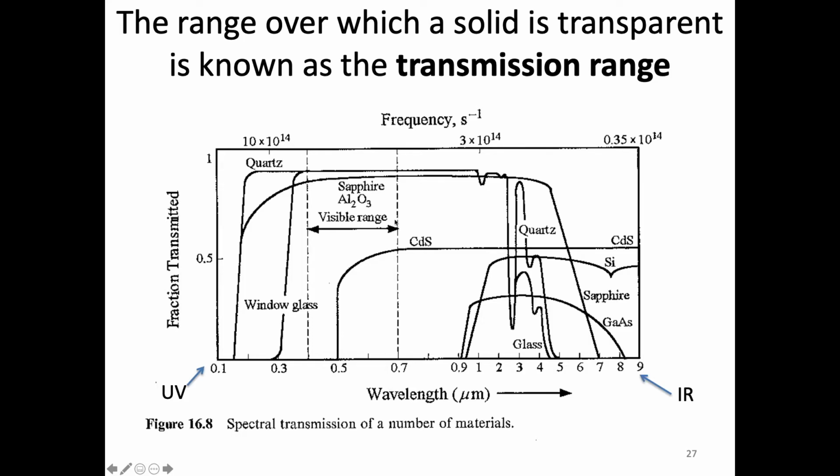And so here, the dashed lines on this graph indicate the visible range. And so those are materials that we would classically think as being transparent. But you can see from this plot, there are other materials that maybe are better in the UV range down here, or the IR range up here, right? And so there are going to be different applications for where that is important. What wavelength is something transparent over. And so that's where we get this transmission range, or sometimes referred to as a transmission window.